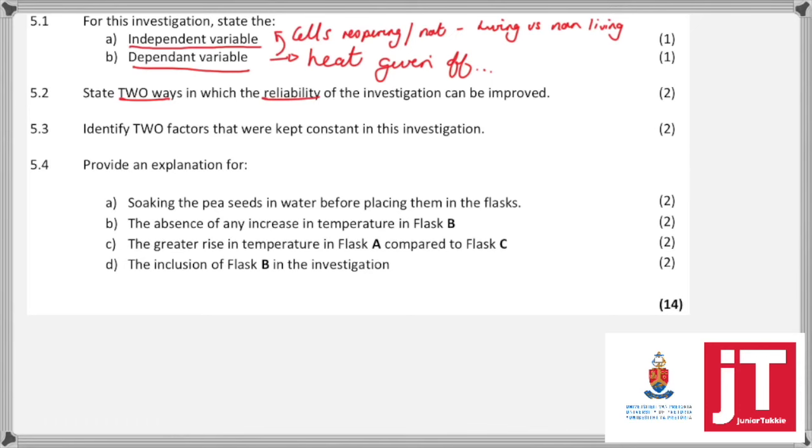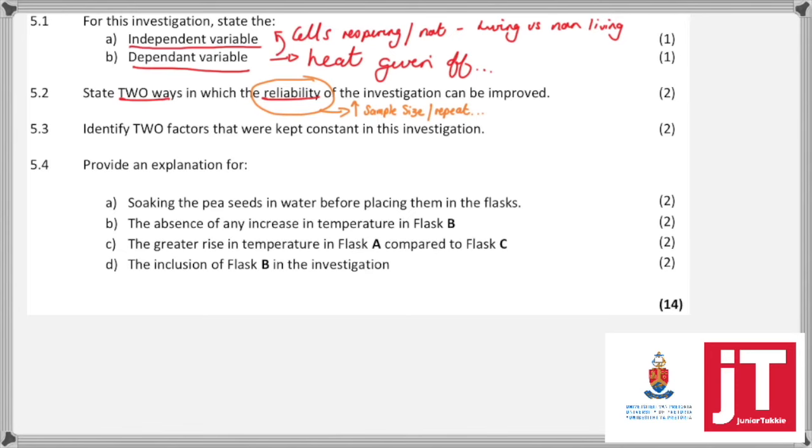5.2. State two ways in which the reliability of this investigation can be improved. If you have studied your work, reliability deals with 1, the sample size, and 2, the repetition of the investigation. So if I want to improve reliability, I increase my sample size or I repeat my investigation. So it asks us about this investigation and how we can improve this investigation. So I could repeat this investigation. That would be one of the ways.